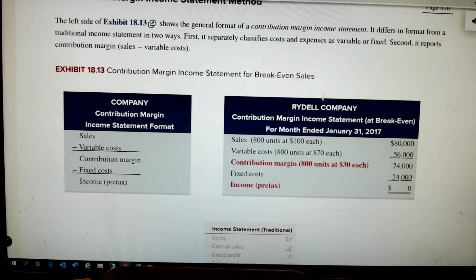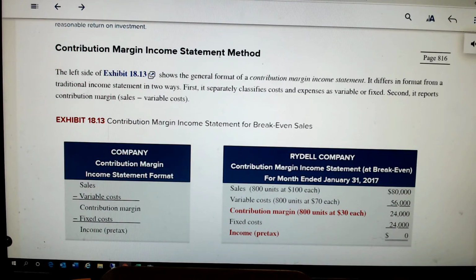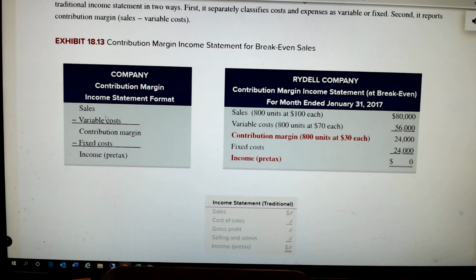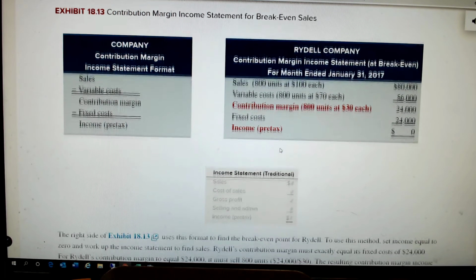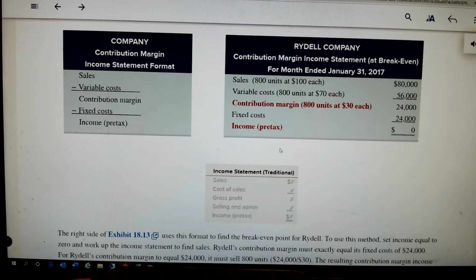Contribution margin using the income statement method, this is exactly what we just did. We saw this income statement, and we took the total sales minus the total variable cost to get total contribution margin, minus fixed costs, gives you the income.